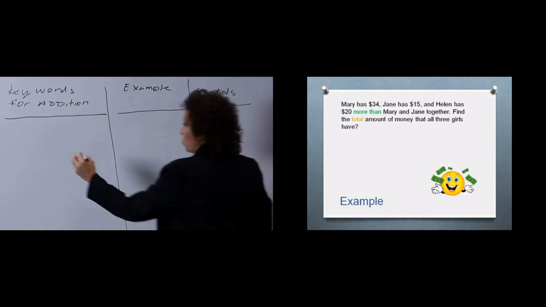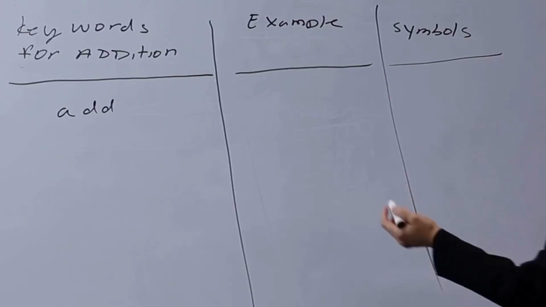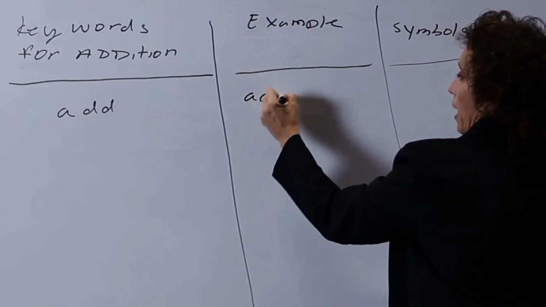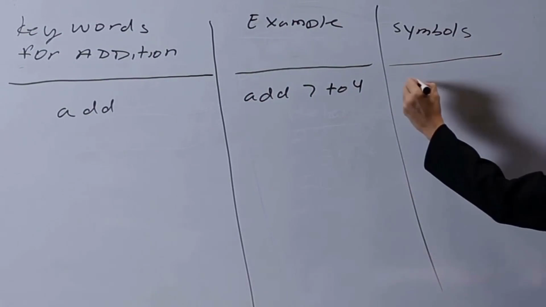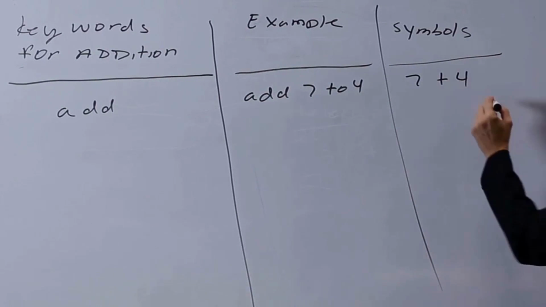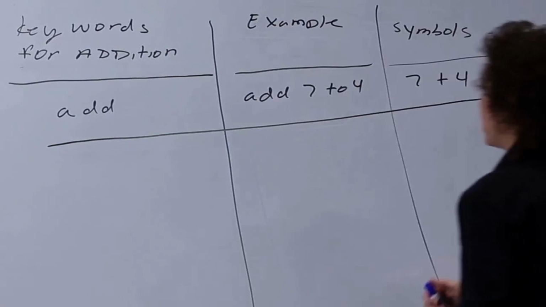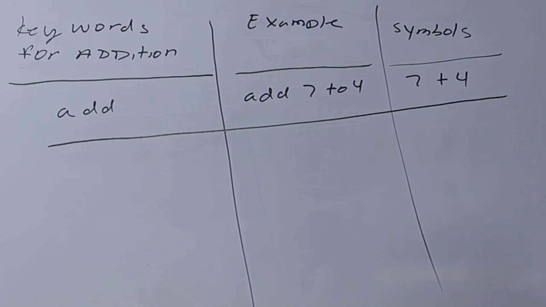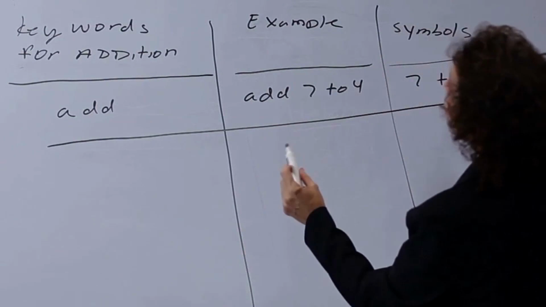And add is the first one, and that's kind of an easy one. You know when you see add, you're going to add, obviously. And let's say add 7 to 4. That means 7 plus 4, which we could also write as 4 plus 7 because addition is commutative. I want you to be careful about doing that because not every operation is commutative. So I want you to be careful about changing the order unless you have to. Okay, so add 7 to 4 is 7 plus 4.